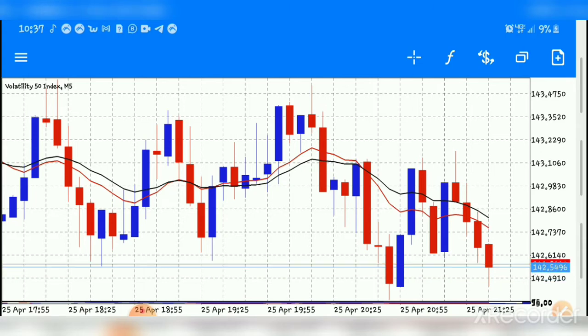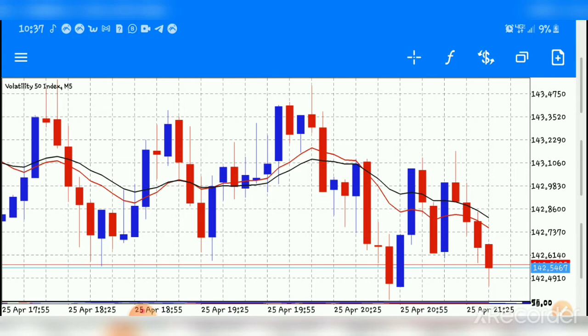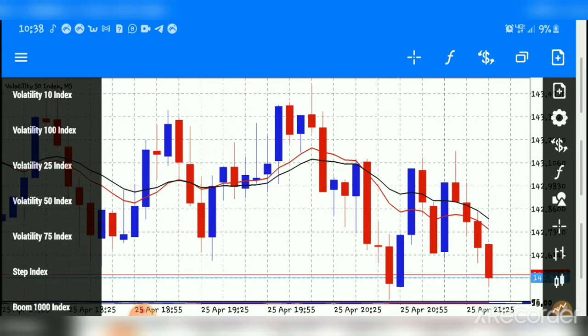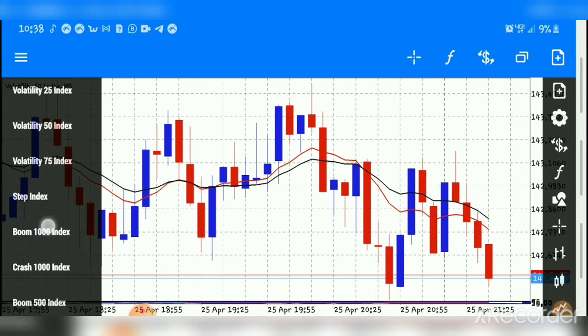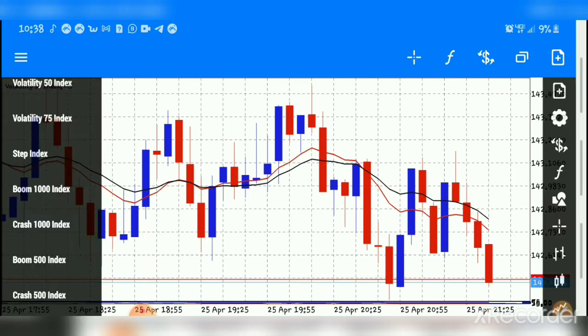We have many synthetic indices assets that we can trade, the likes of volatilities. By clicking on this dollar sign, we'll see the assets that we can trade. Let's see, starting from volatility 10, volatility 100, volatility 25, volatility 50. We have a lot of them there that we can trade.